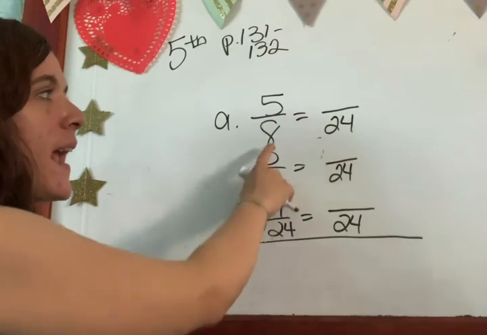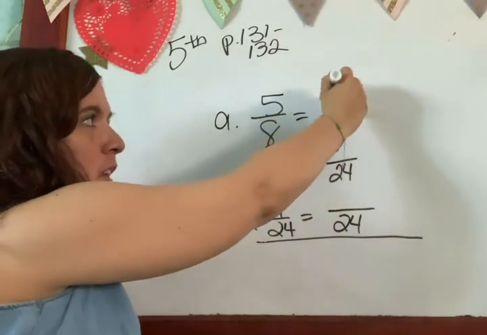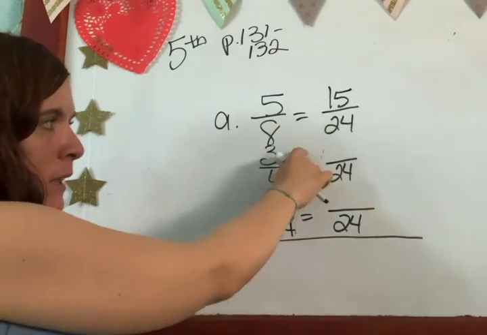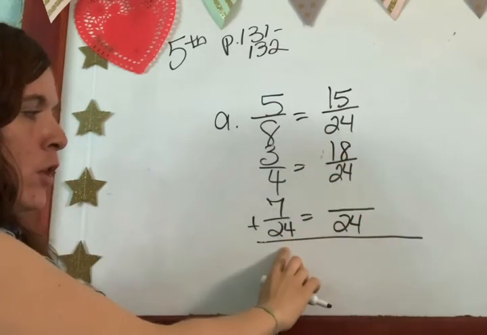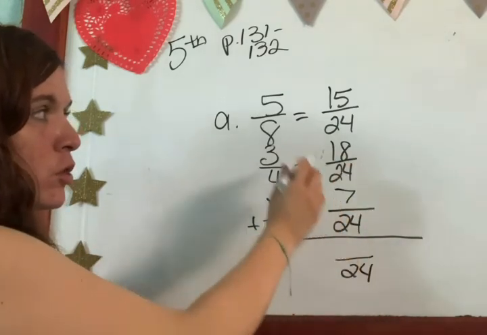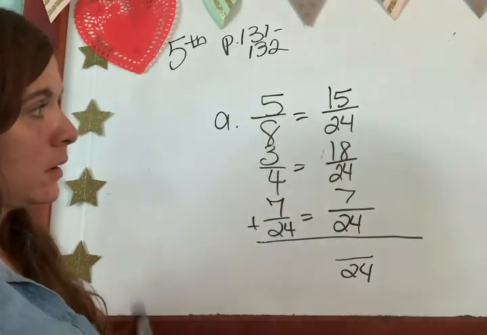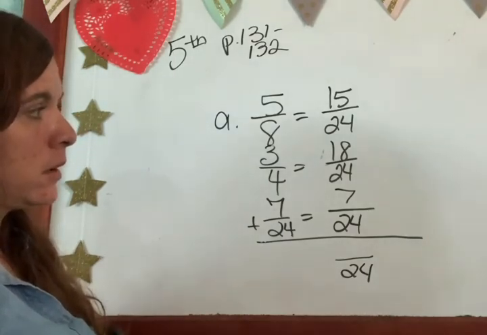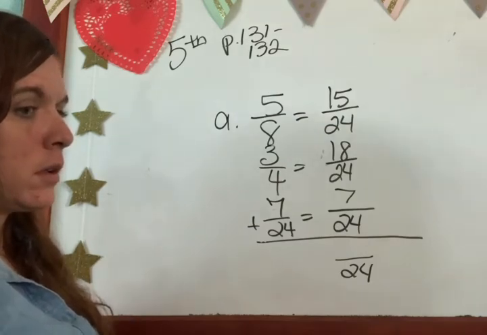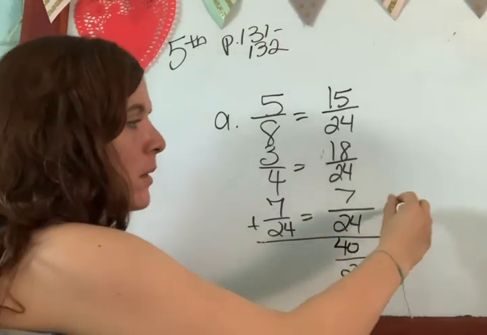Okay, here we go. 8 times what equals 24, Frankie? 3. So 5 times 3 equals 15. 4 times what equals 24, Oscar? 6. So 3 times 6 equals 18. This one stays the same. Okay, 24 is our denominator. What's our numerator, Danielito? 40. Good job, man. 40, so here we go.